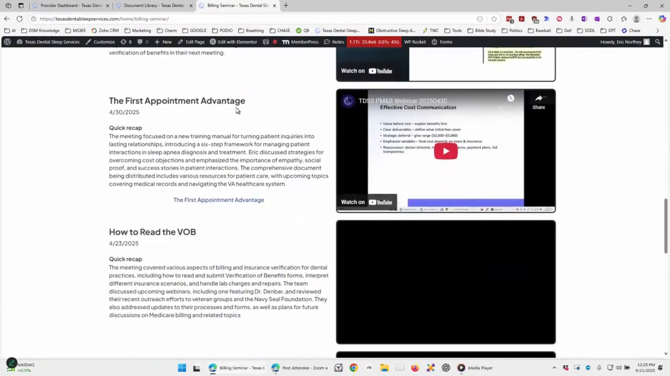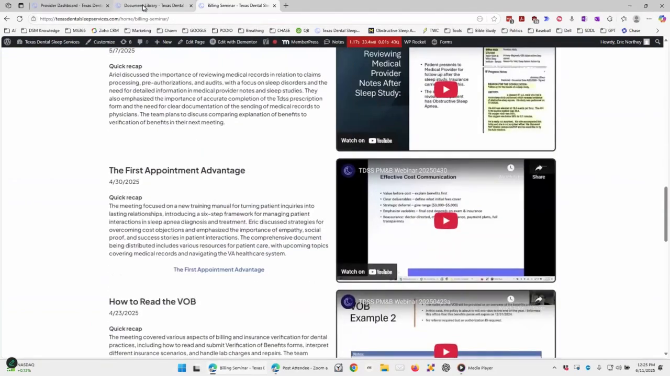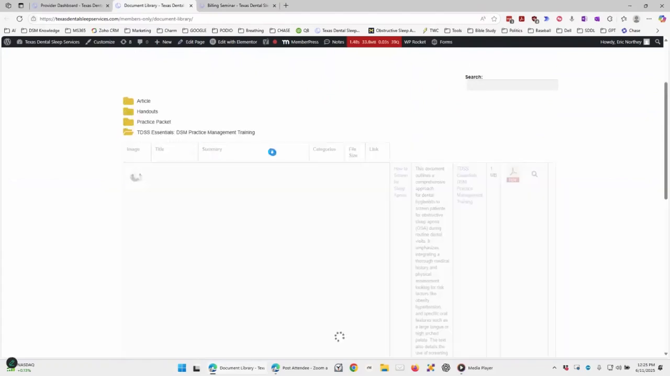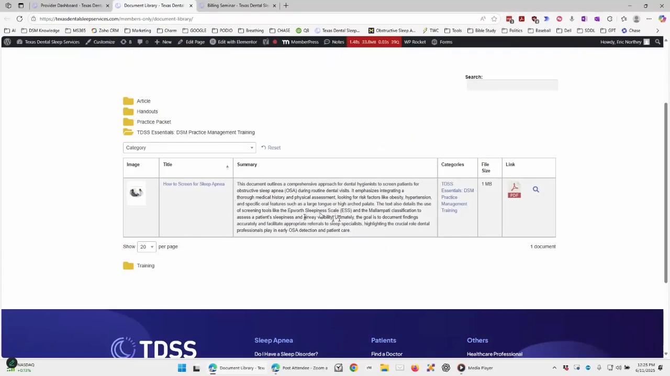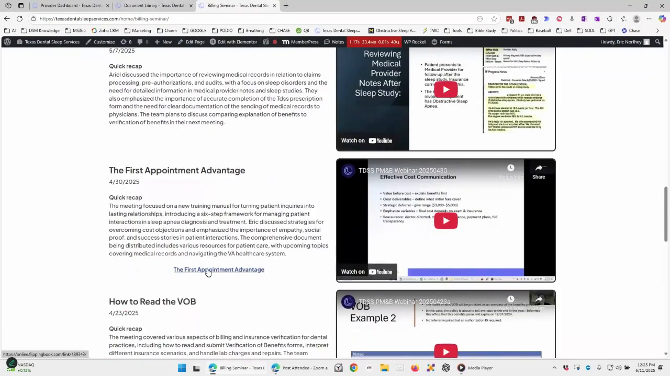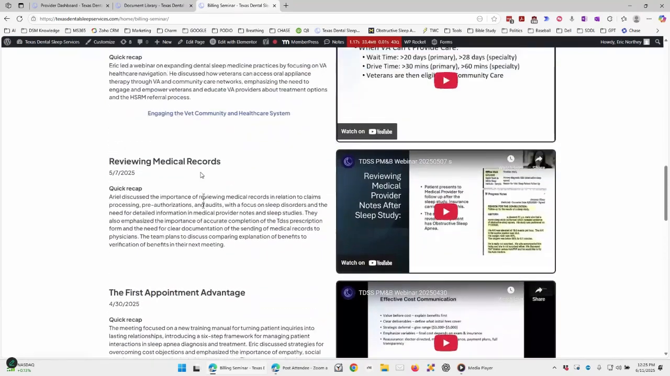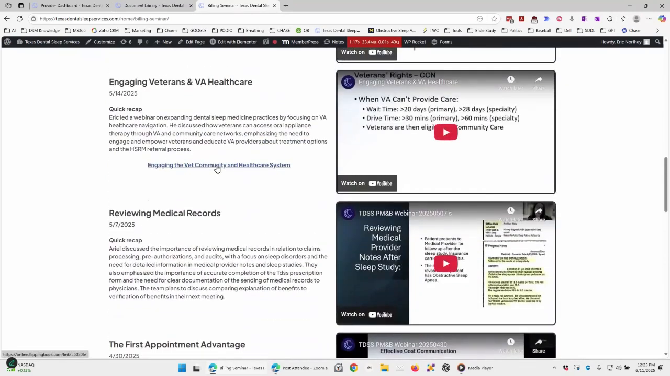Okay. Let me go back to the document library and show you the essentials. The only one that's in here right now is the one we just talked about. But what you'll see is probably by the end of the week, this first appointment advantage will be in there. And then the engaging the vet community will be in there, along with about 10 other documents. And our goal is to put the documents in there, the videos in there, any PowerPoints, any of that information so that you can have quick access to it.